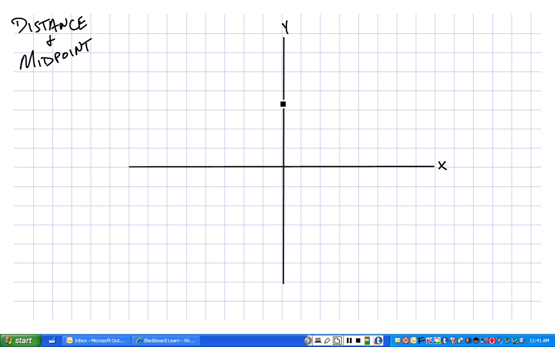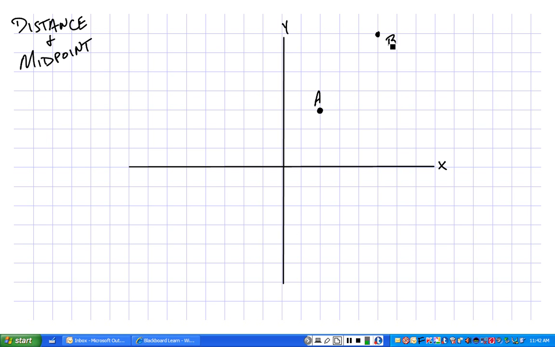So let's say we have 2 points. Let's make a point at 2, 3. And we can make a second point over 5 and up 7, at 5, 7. Okay, so we have 2 points, A and B.